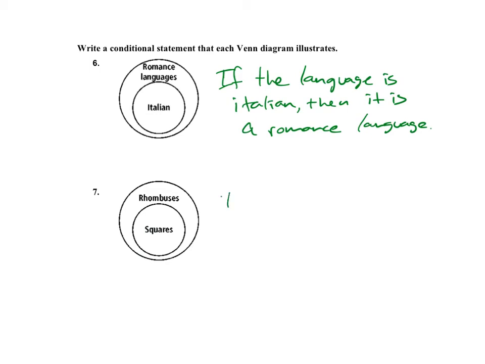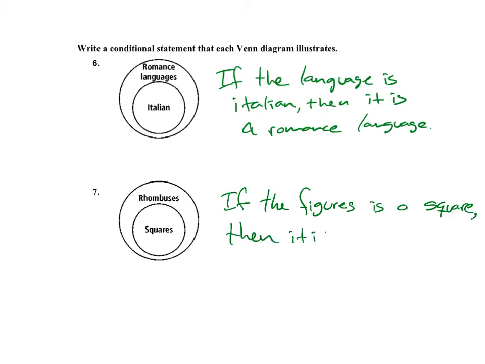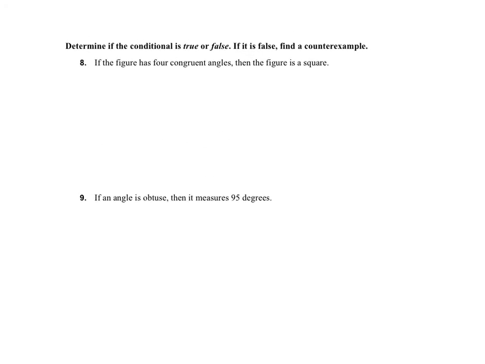So if the figure is a square, then it is a set. Now, I want to determine if this statement is true or false. If it's false, we're going to find a counterexample. If the figure has four congruent angles, then the figure is a square. Oh, this actually is false.